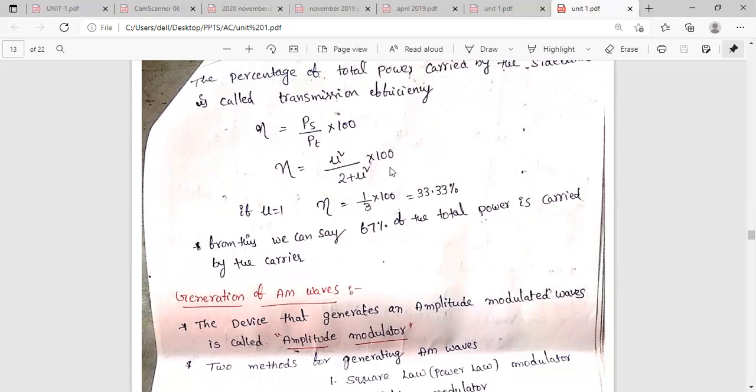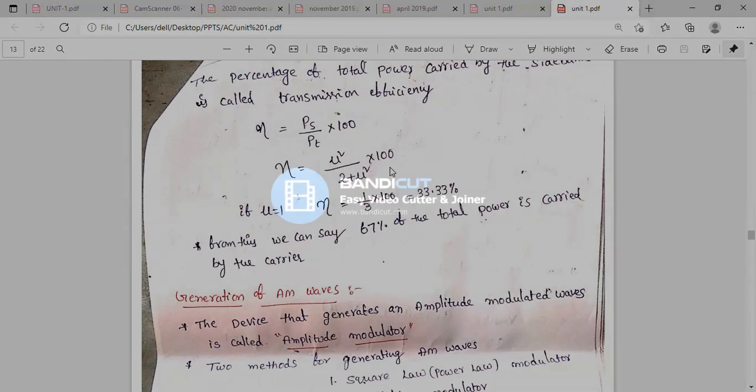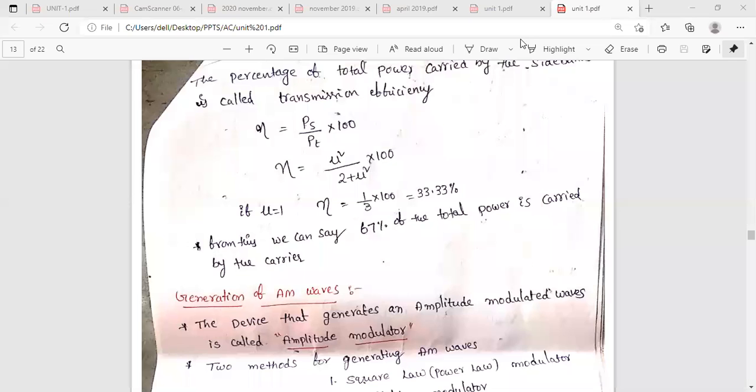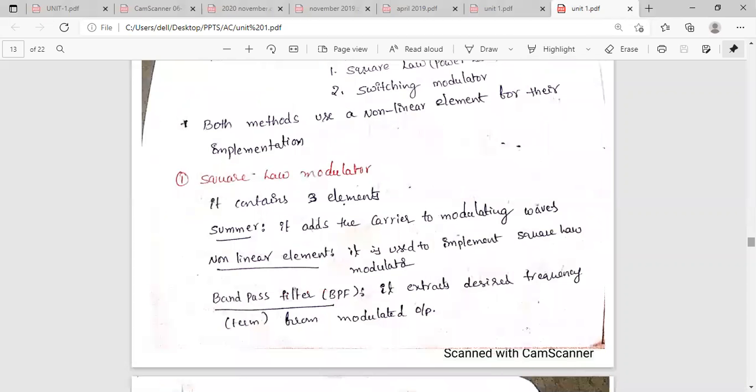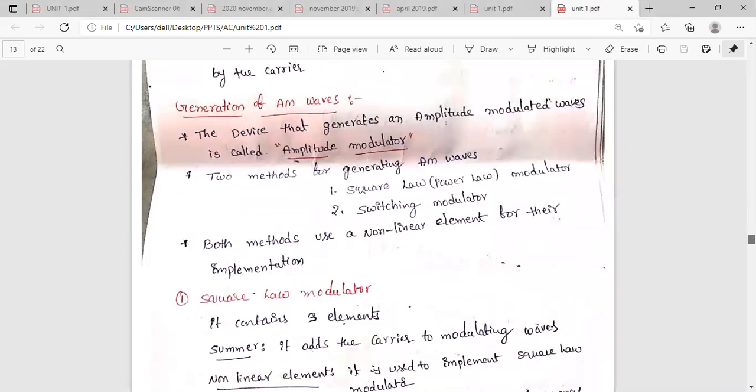And here we have the generation methods. Generation of AM waves: we need a device to generate the amplitude modulated wave. Here we have different methods to generate the amplitude modulated wave. Those two are the square law modulator and the switching modulator.